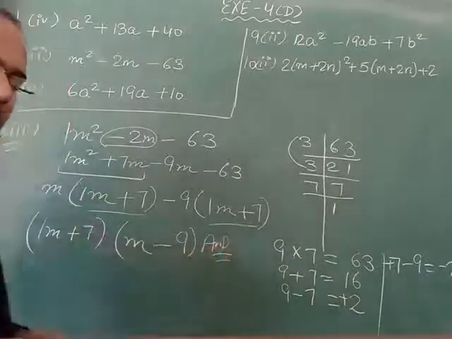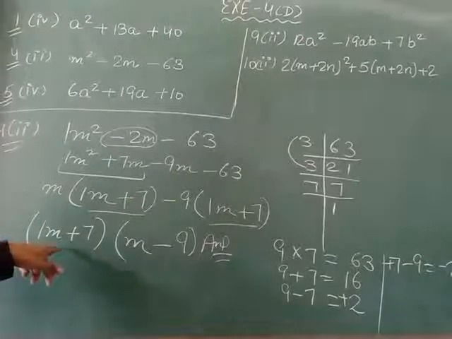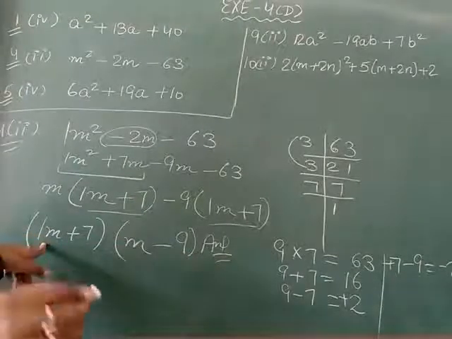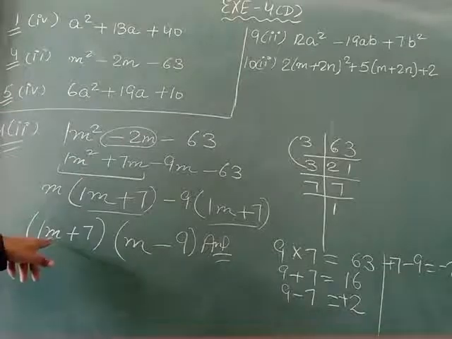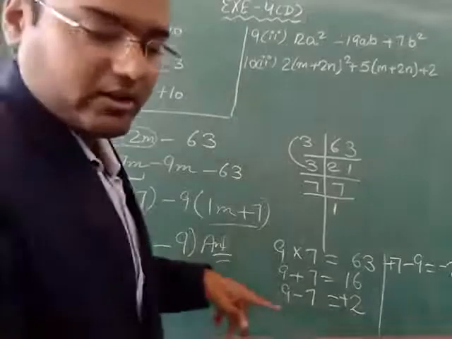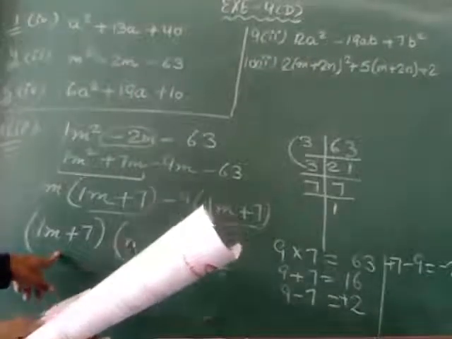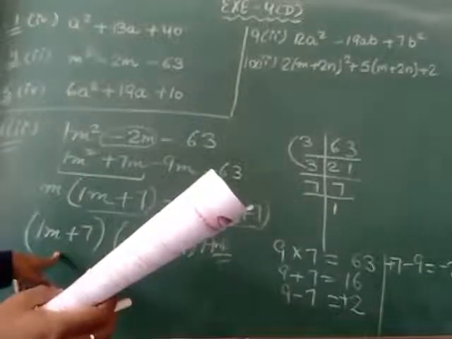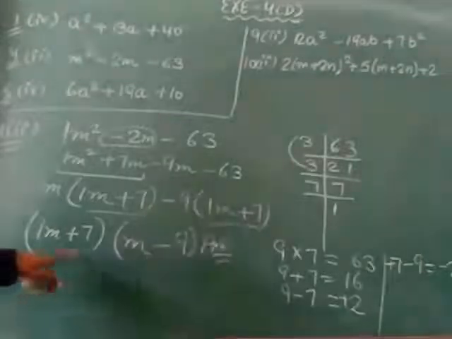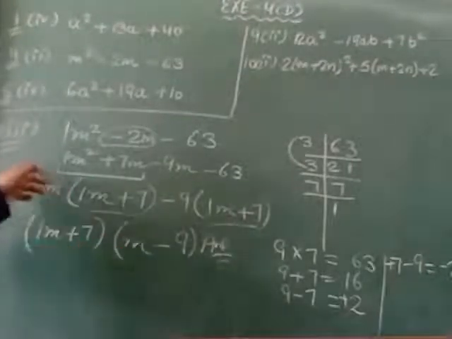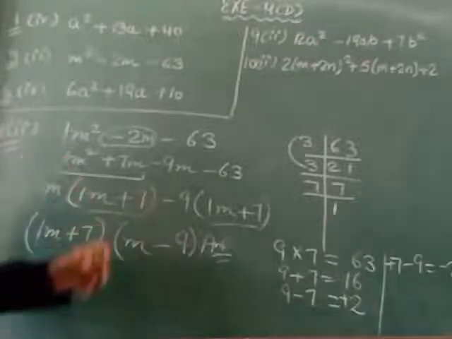In your answer sheet it is written like this: m plus 7, m minus 9. M or 1m, both are the same thing, so no need to worry. In your answer sheet, fourth question, second part, it is given as m minus 9 and m plus 7. This is given. So like this you have to do question number 4, second part.